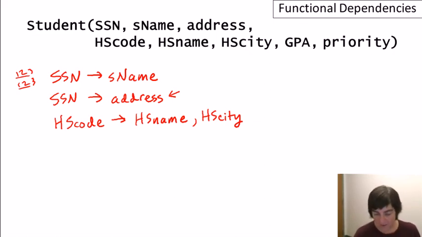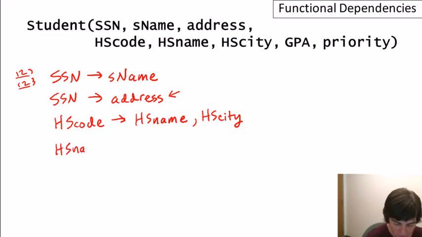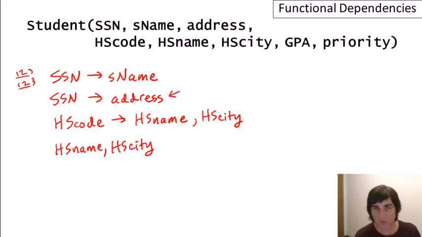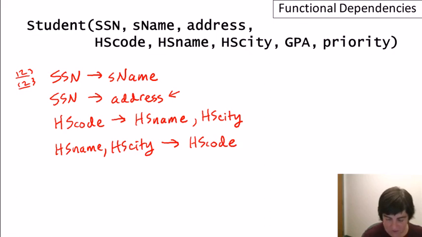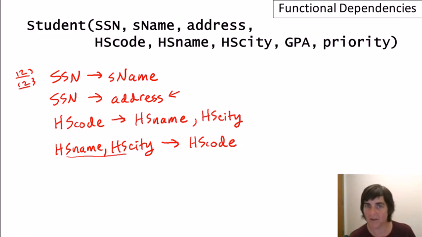Now, let's look at one that's a little more complicated, which is one that has two attributes on the left-hand side instead. That actually turns out to be a more interesting case. In fact, in this particular case, we can probably reverse the arrow and have a functional dependency in the other direction. If we have a combination of high school name and high school city, I'm going to assume that's unique, that there's never two high schools with the same name in the same city. And if that's the case, if that's unique, then we would expect a functional dependency to the high school code. Anytime we have the same name and city, we're talking about the same high school, so we should have the same code.